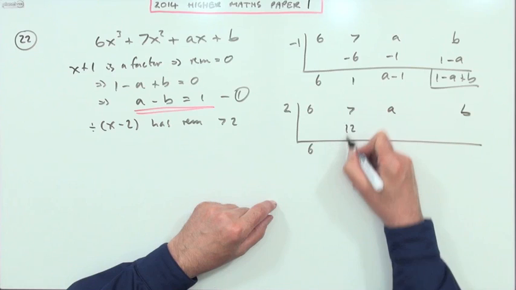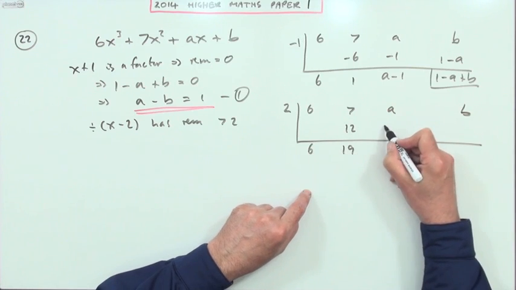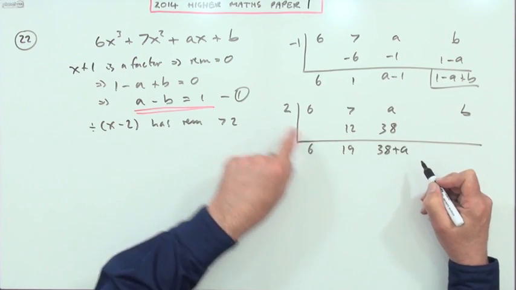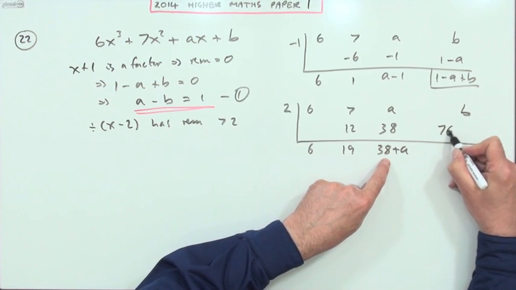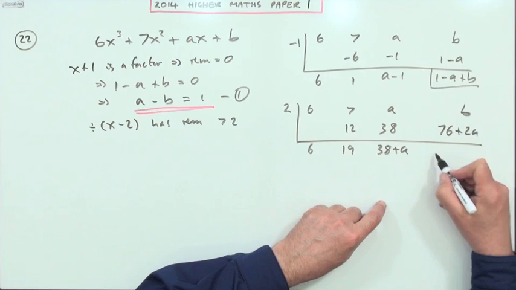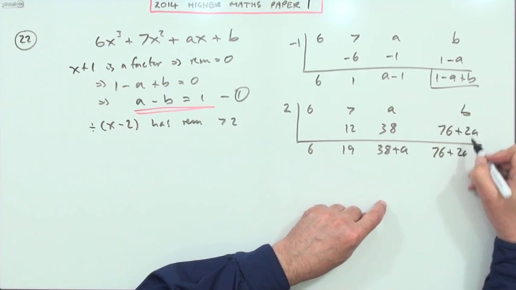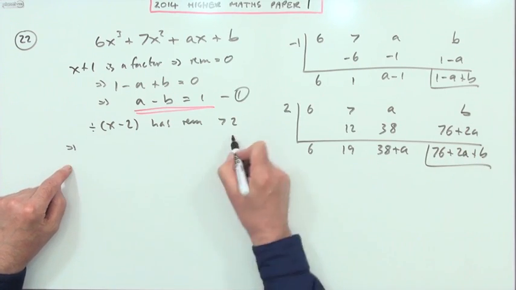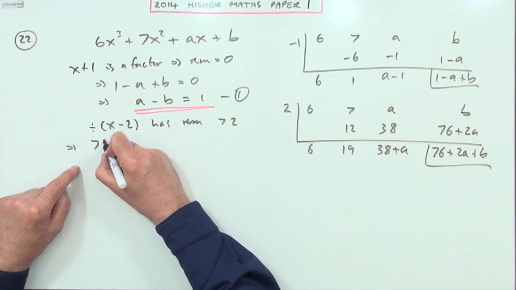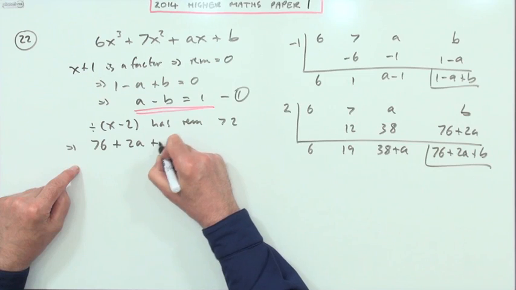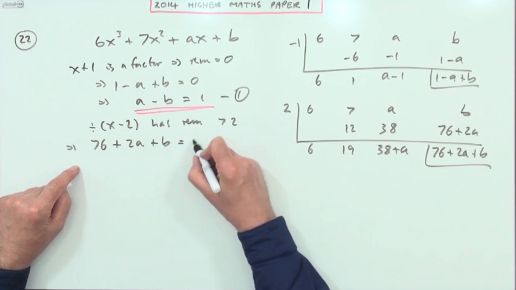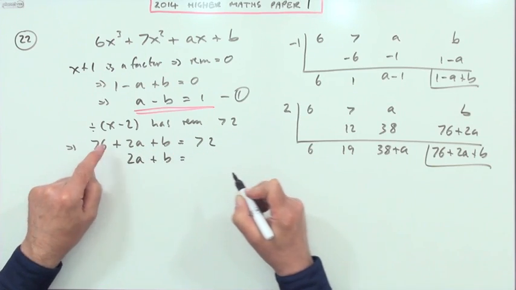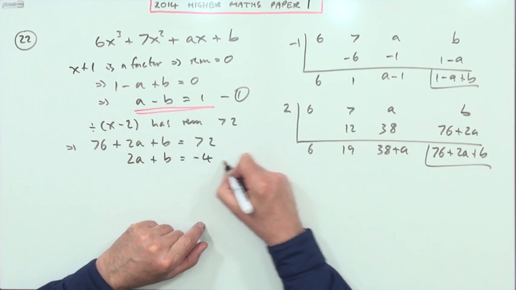6, but that's now 12. This is 19, so it's getting big. That's 38. That's 38 plus A. Now I've got to double it again to 76 and 2A. Now I've got to add it up. 76 and 2A plus the B. So if the remainder is 72, it means this lot, 76 plus 2A plus B has to equal 72. I'll just rearrange that to 2A plus B and take the 76 across and subtract it is minus 4.